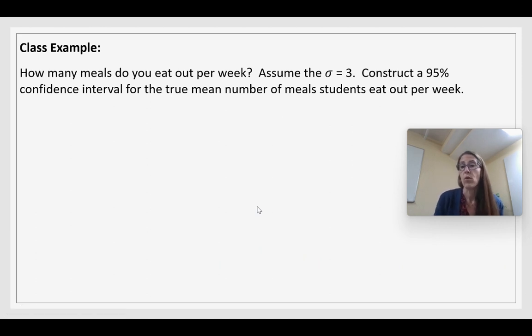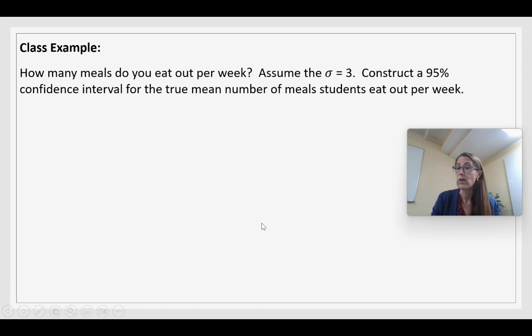So this is an example that we would do in class. I would ask all the students in the class, how many meals do you eat out per week? We're going to assume that we know the population standard deviation is 3, and we would construct a 95% confidence interval for the true mean number of meals students eat out per week.